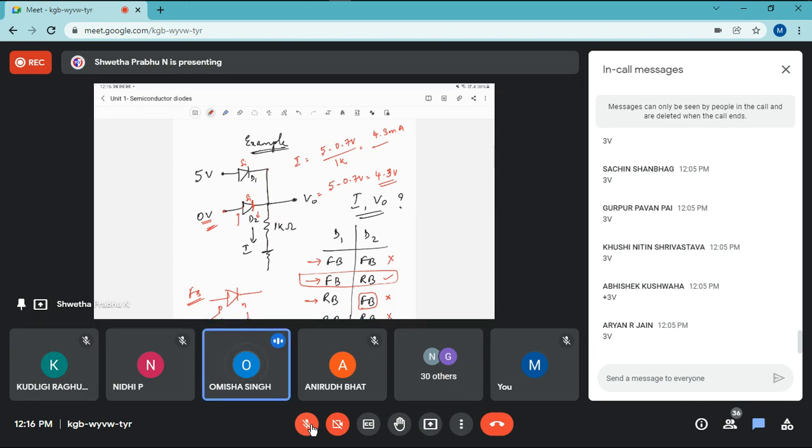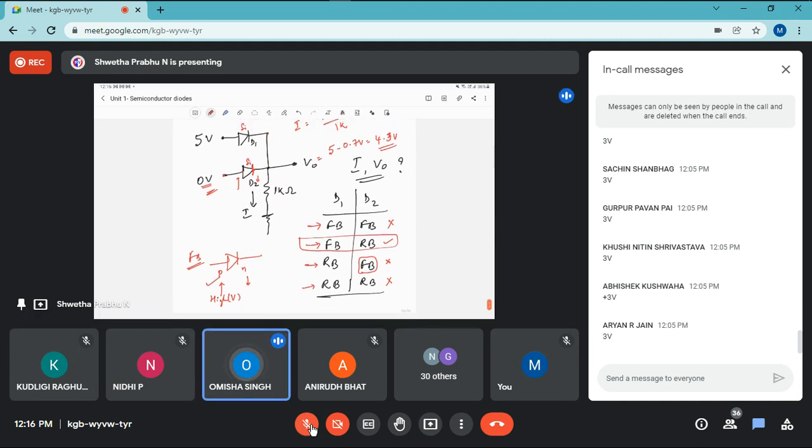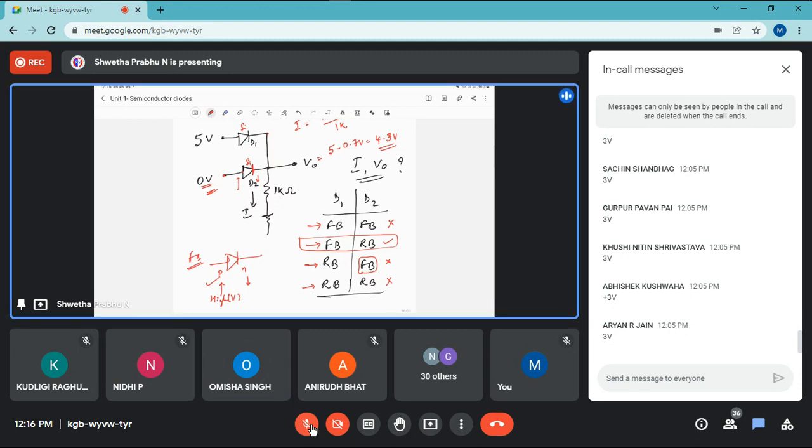Ma'am, how is D1 reverse biased in the last case? In which case? In the last case. No, I am considering the condition as both the diodes reverse biased, both D1 and D2. If both D1 and D2 behave like an open switch, you can't expect any output at all. No current flows through the circuit, and yes, even the output voltage is 0, correct?